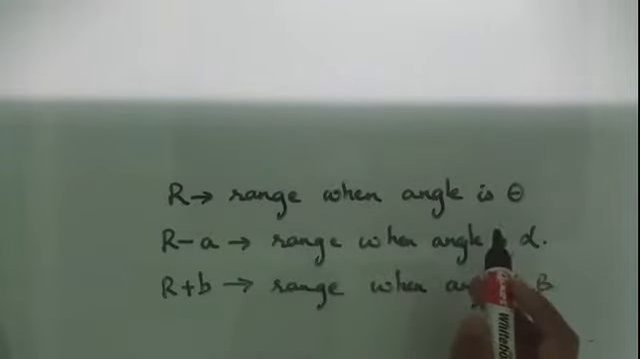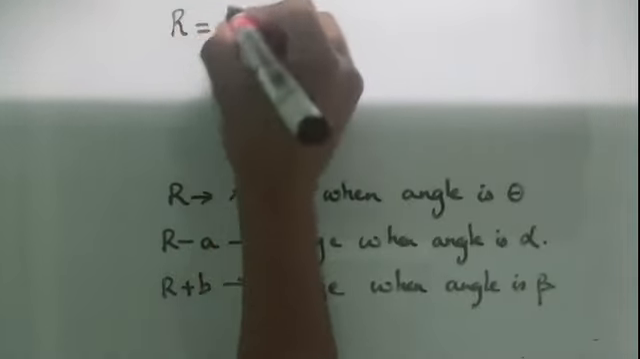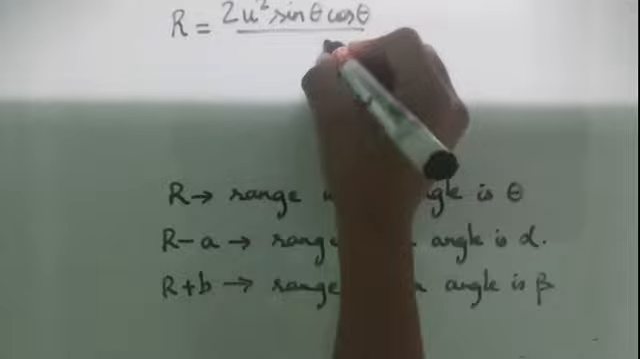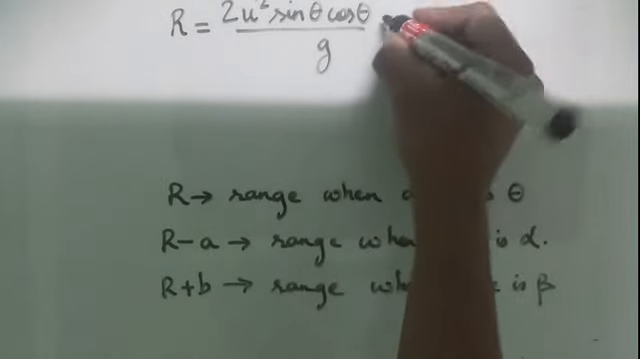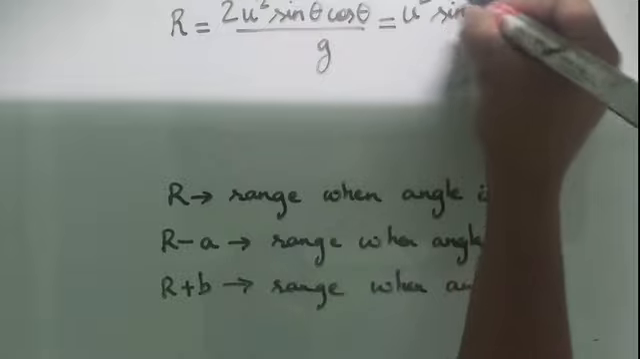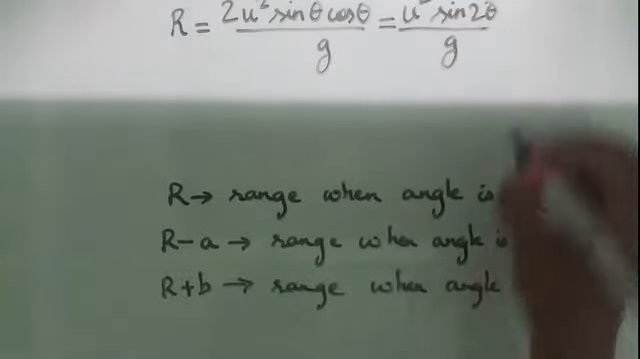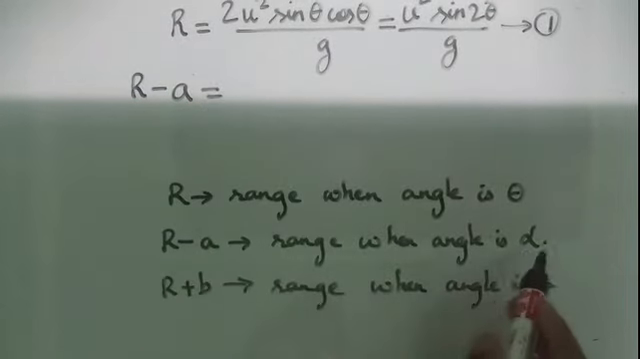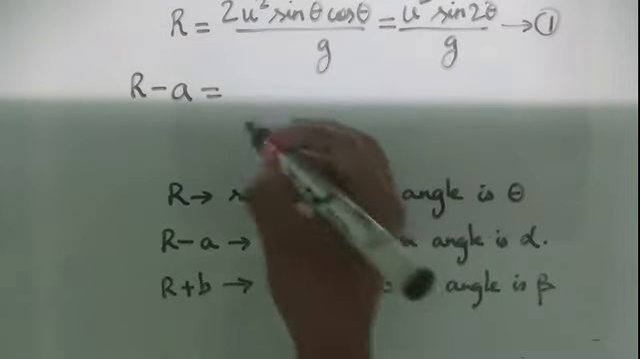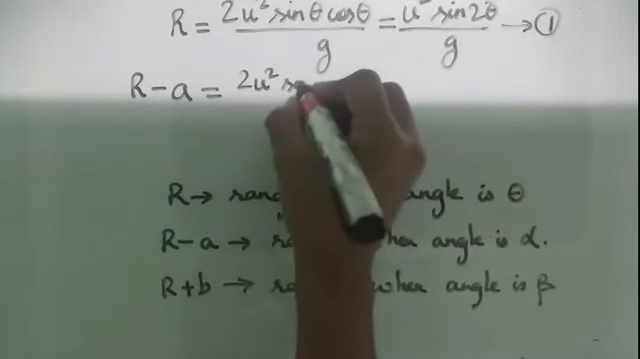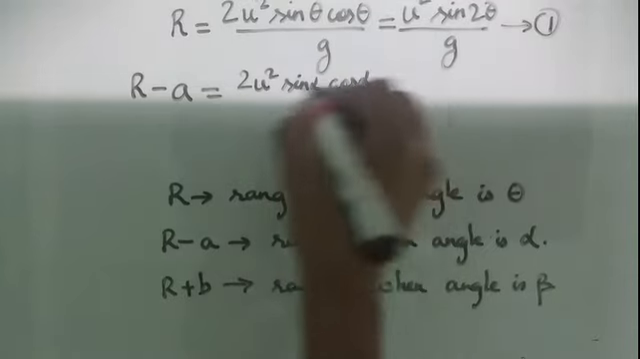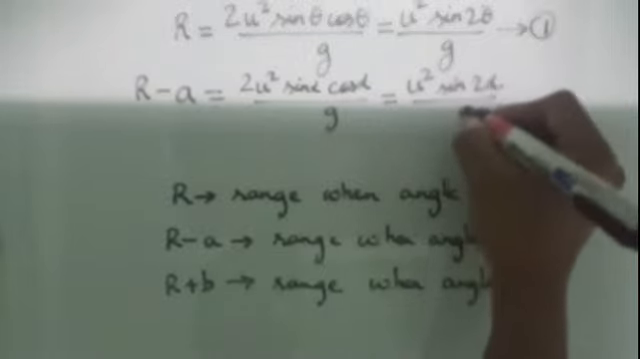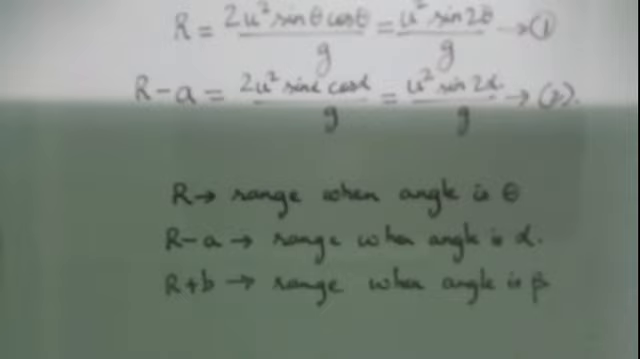The range when the angle is theta we have already learned. R equal to u square sine theta cos theta by g. 2 sine theta cos theta we can replace by sine 2 theta by g. We'll call this equation 1. R minus a is the range when the angle is alpha. So instead of theta, you will be having alpha. Again, this you can write as u square sine 2 alpha by g. This will be equation 2.